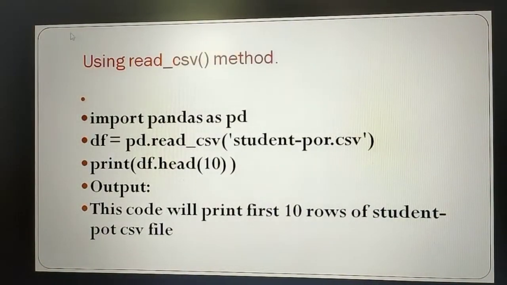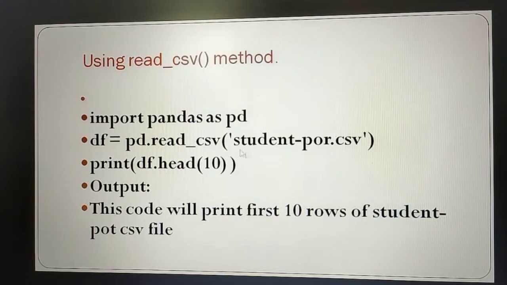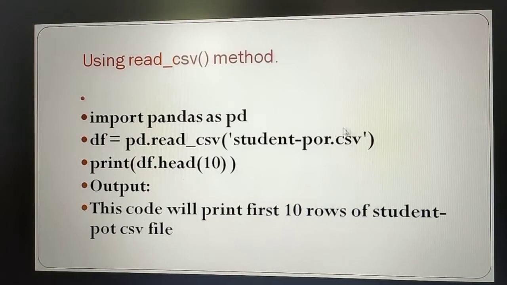So this is the read_csv method, the use of the read_csv method. With read_csv I want to read, that means I want to take data, reading data from the student.csv file. Then the head function, head 10, is another function. This code will print the first 10 rows from the starting of this CSV file, with the help of the read function. This is easy.